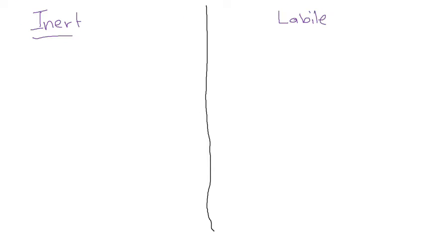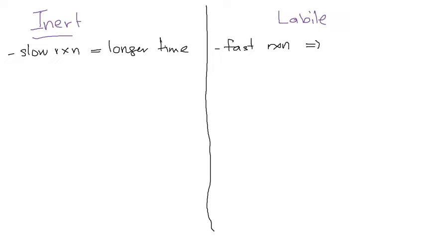For inert, when you have a reaction with the inert factor, you will have a slow reaction, while labile is a fast reaction. When we say it has slow reaction, it means your reaction will take a longer time. With labile, because it is a fast reaction, you will have a shorter time to complete your reaction.